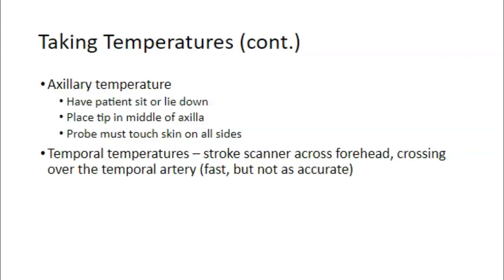And then there's also a temporal one. You stroke the scanner over the forehead and across the temporal artery. It is fast, but I've found that there's a lot of variability with this one. If the patient's sweating, you can't make good contact, and so these also aren't as accurate, but there are some places that do use these occasionally.